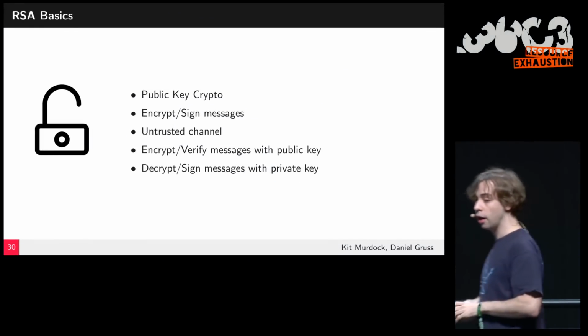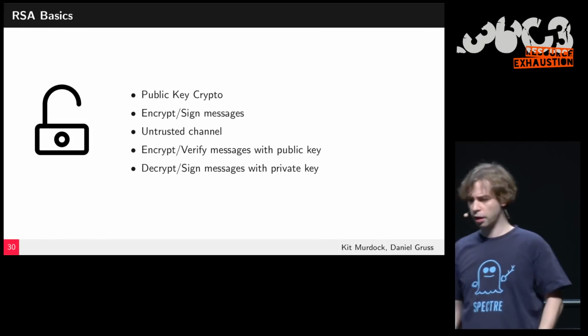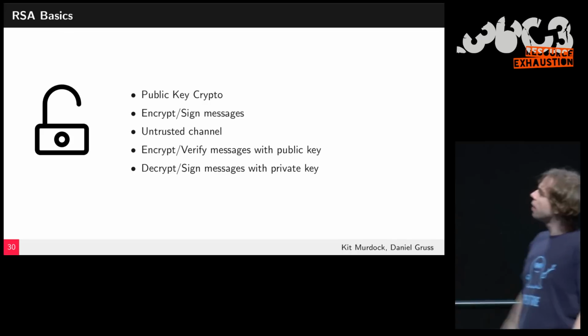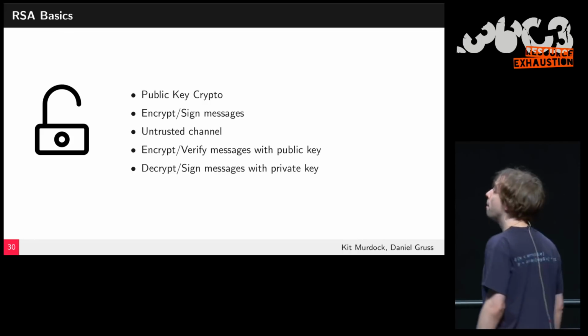What am I going to attack with this? I have an idea what we could attack. So, for instance, we could attack crypto. RSA. RSA is a public key crypto algorithm. And you can encrypt or sign messages. You can send this over an untrusted channel, and then you can also verify. So this is actually a typo. It should be decrypt there. Encrypt and verify messages with a public key, or decrypt and sign messages with a private key.